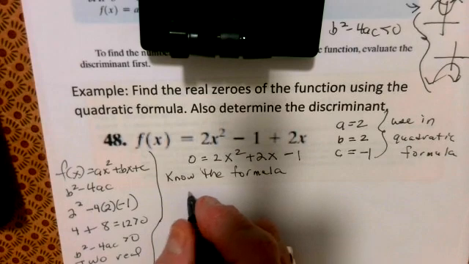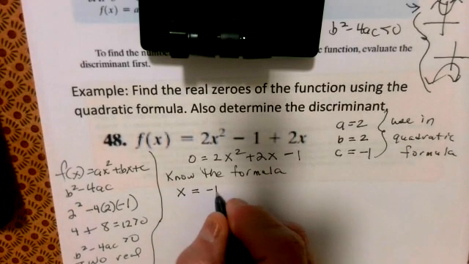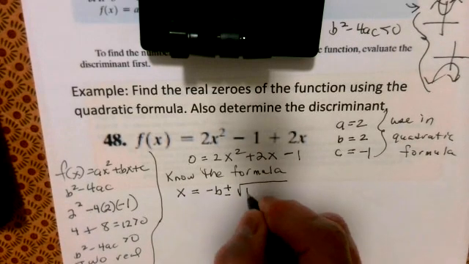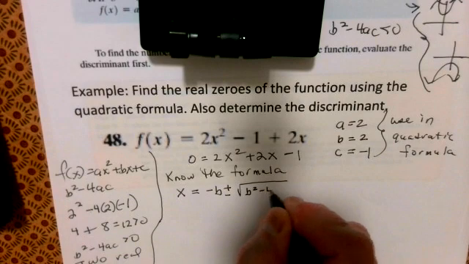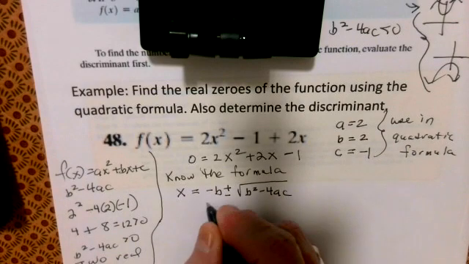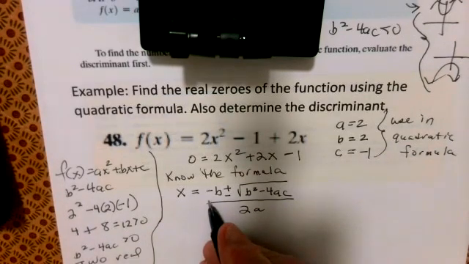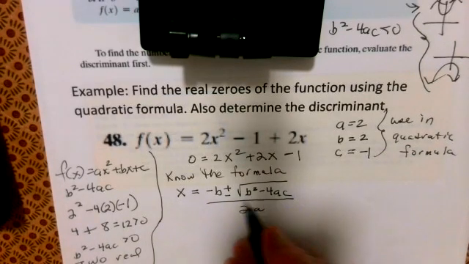So the formula goes like this. You're solving for x, it equals minus b plus or minus the square root of the discriminant, b squared minus 4ac, all over 2a. And this is all over 2a, so that fraction bar goes all the way across. I see that mistake a lot too.